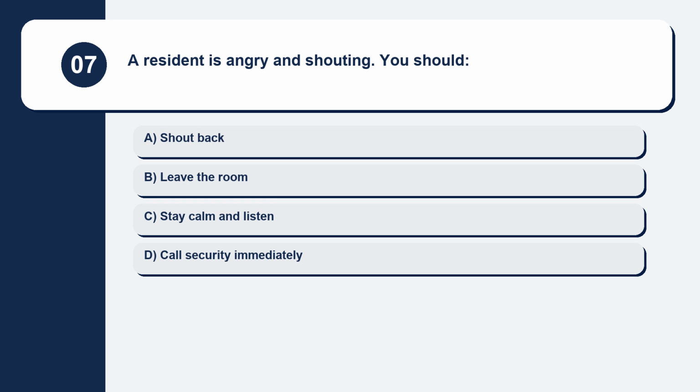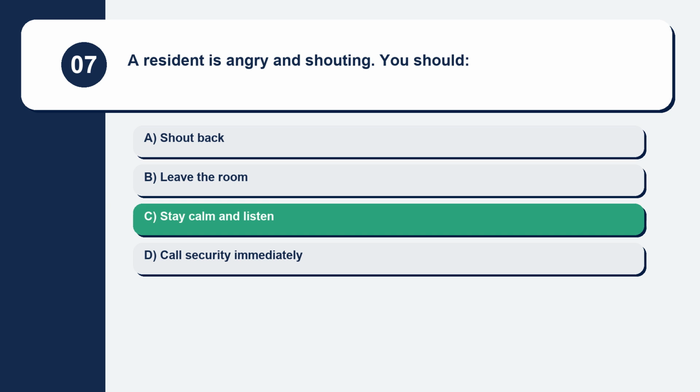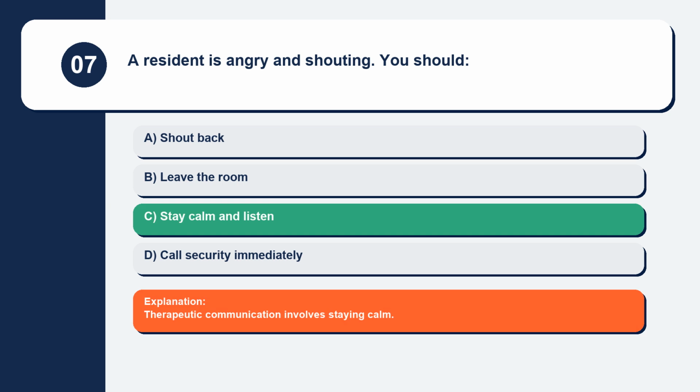Question 7. A resident is angry and shouting. You should shout back, leave the room, stay calm and listen, call security immediately. Therapeutic communication involves staying calm.